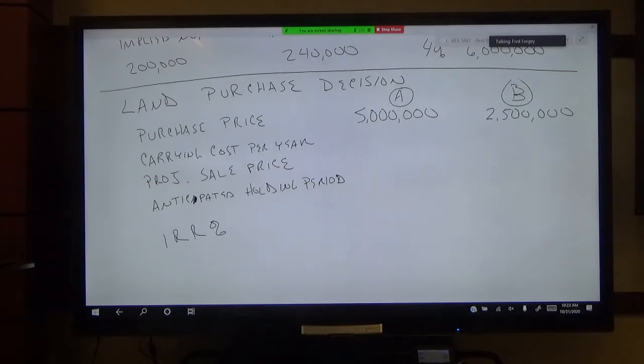I'm just going to give you some dollar amounts here. Let's say 150,000 over here, and then 75,000 over here. Okay? Now, at some point in the future, we're going to sell it. So let's talk about our anticipated holding period. We can go with what we have traditionally used. Let's just say 5 years.